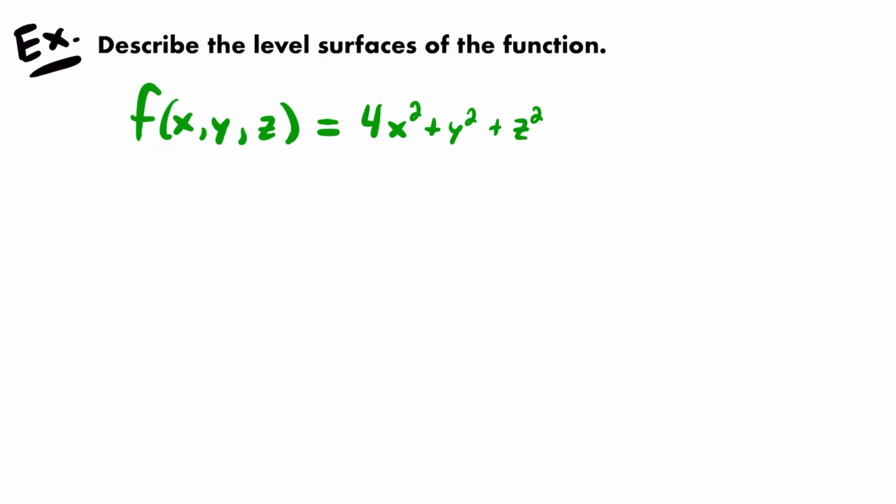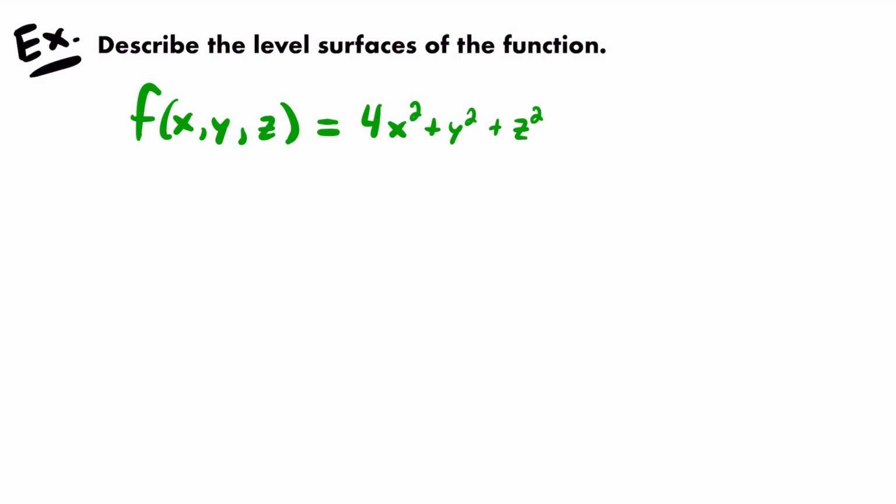Okay, so for this example, we want to describe the level surfaces of the function. And our function is a multivariable function of 3 independent variables. We have f of x, y, z is equal to 4x² plus y² plus z². Unlike all of our previous examples, this multivariable function does not represent a surface in 3D, it represents the graph of some 4-dimensional shape. So for a 4-dimensional shape, we don't look at level curves, but rather level surfaces. Surfaces are in 3D, which is 1 dimension less than the actual graph of the function. Just like level curves are in 2D, which help us visualize surfaces in 3D.